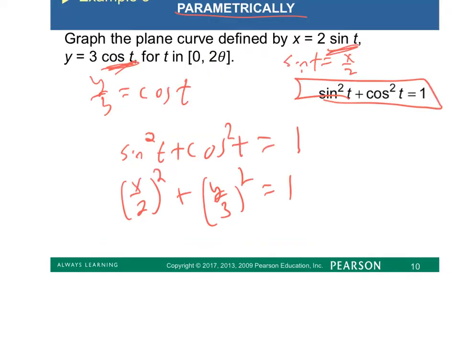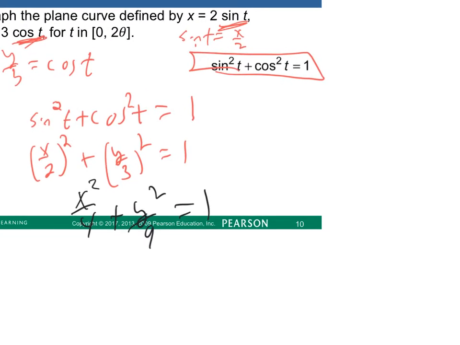Now that equation should look very familiar to you because that's x squared over 4 plus y squared over 9 equals 1. Do you remember what that was? That was an ellipse.